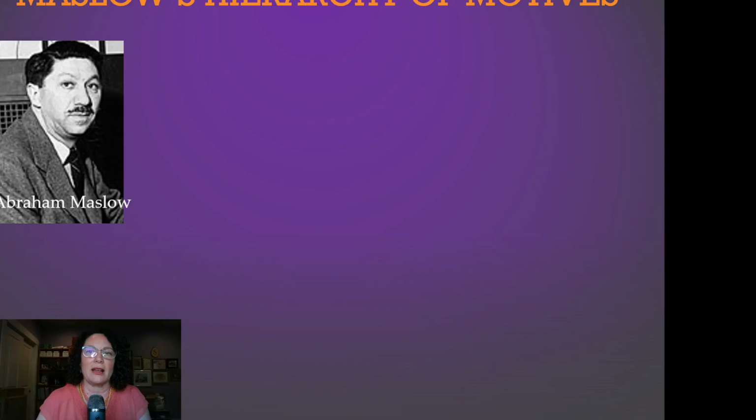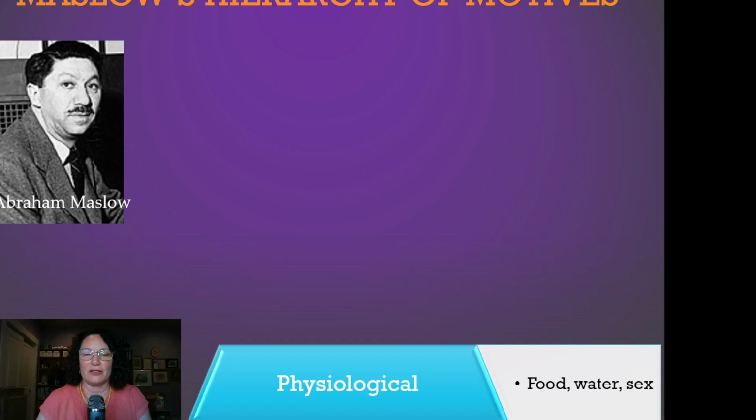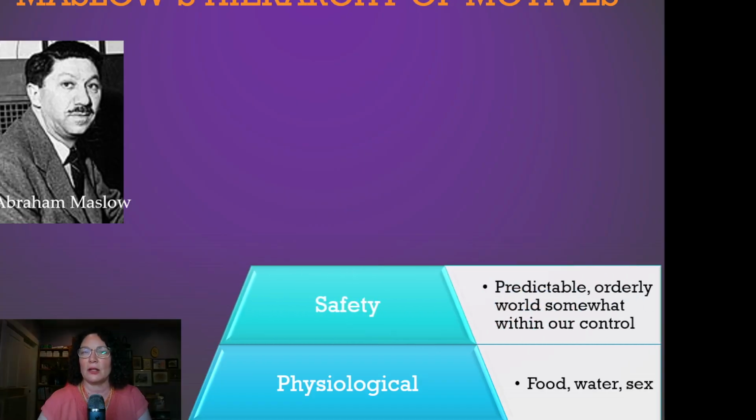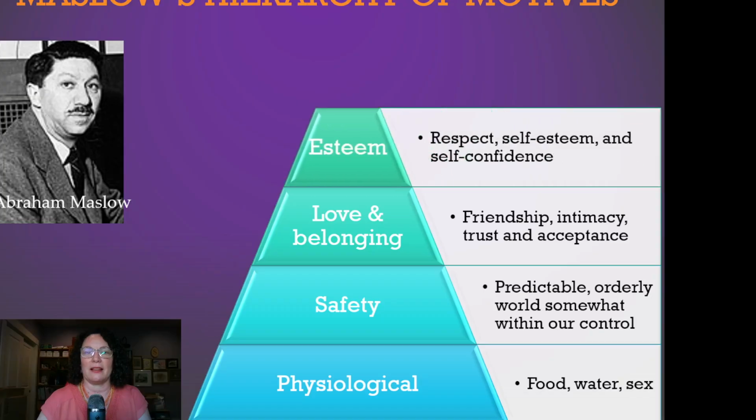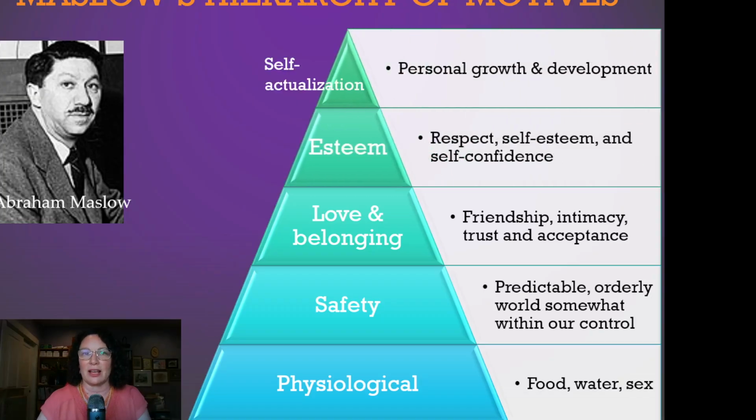Now, Maslow's hierarchy of motives that you're probably familiar with already argues that, at the very bottom of the hierarchy of needs, we have the physiological needs. Then a little bit higher up, safety needs. The love and belongingness needs come on top of that, and then the esteem needs and the self-actualization needs.